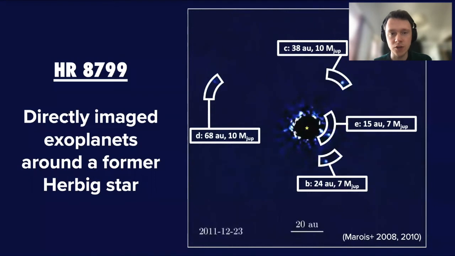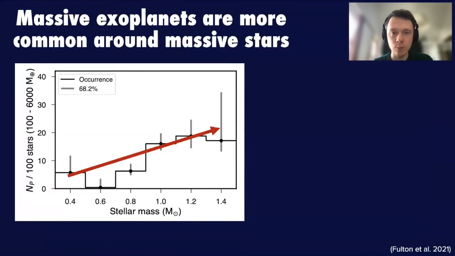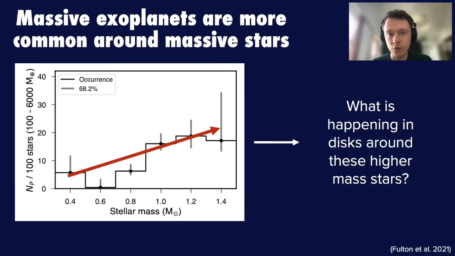From exoplanets, we also know that massive exoplanets are more common around massive stars. And in this figure, you can see that there's a clear increase in occurrence rate with stellar mass of these massive exoplanets. And we would like to know what is happening around these more massive stars. A good first step to do this is to do a population study on Herbig stars with ALMA.